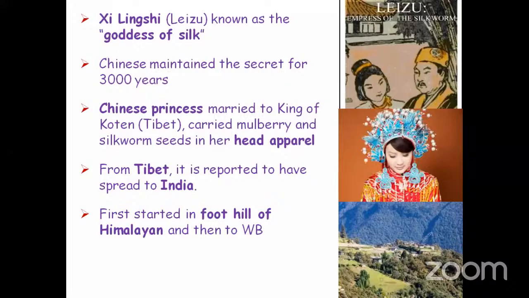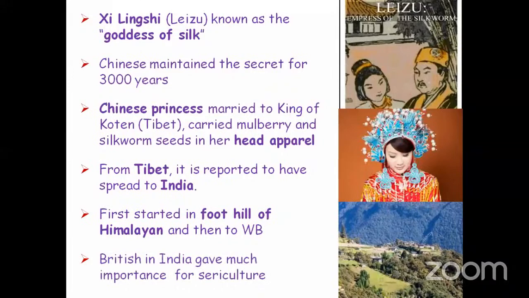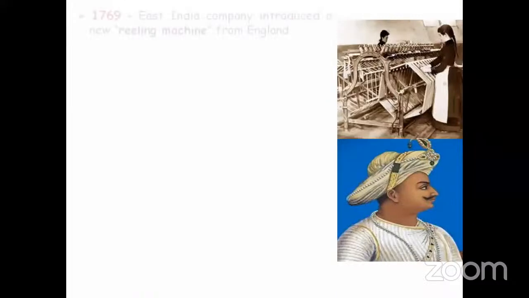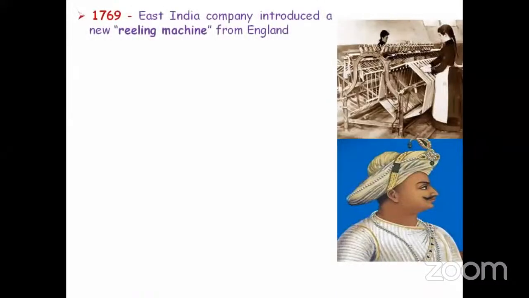Then it came into West Bengal, and mostly the British in India gave much importance to sericulture. In 1769, the East India Company introduced a new reeling machine from England for the reeling of silk.